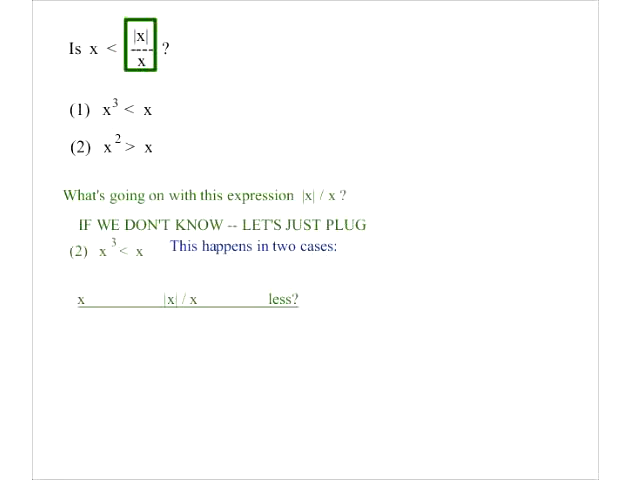Statement 2, which is x squared is greater than x. That also happens in 2 cases. It happens for positive numbers greater than 1, and then all negative numbers, because if you have a negative number, then x squared is positive, so it'll be bigger. So let's try some of these. Let's try 1.01. Let's try 5. Let's try 10,000.